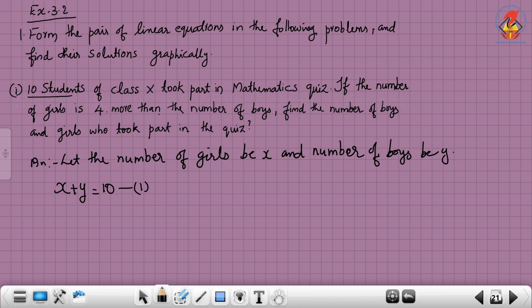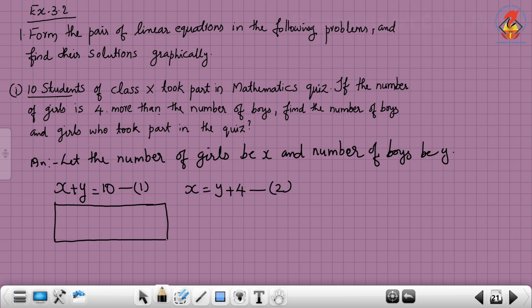Second one, what is said? The number of girls, that means X, is 4 more than the number of boys, that means Y plus 4. This is the second equation. Now we have to make X coordinate and Y coordinate. First, we should prepare one table for the first equation.